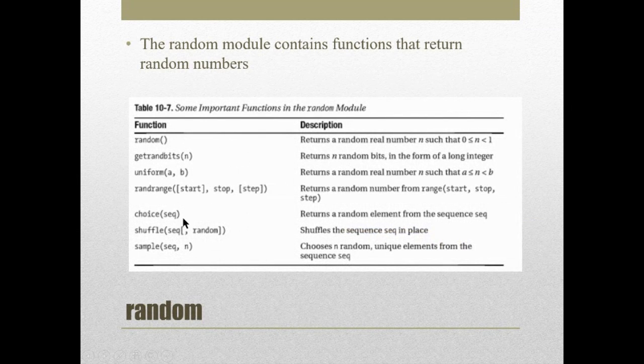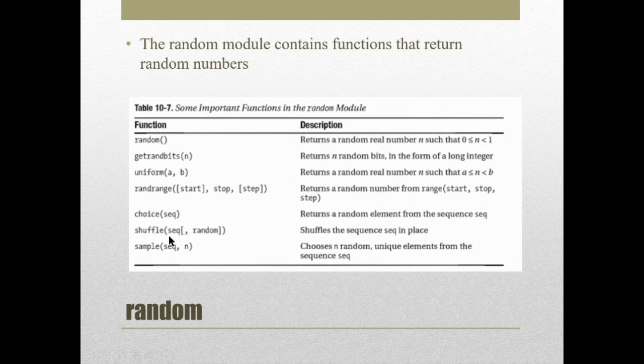The random module you've already used, and you probably used randrange, but notice that there's a whole bunch of functions in the random library. You can get random bits, which returns a long integer. The uniform function returns a real number, a floating point number between A and B. The choice function, if we pass in a sequence, will randomly select one item from there. So you could have actually used that for your rock, paper, scissors game.